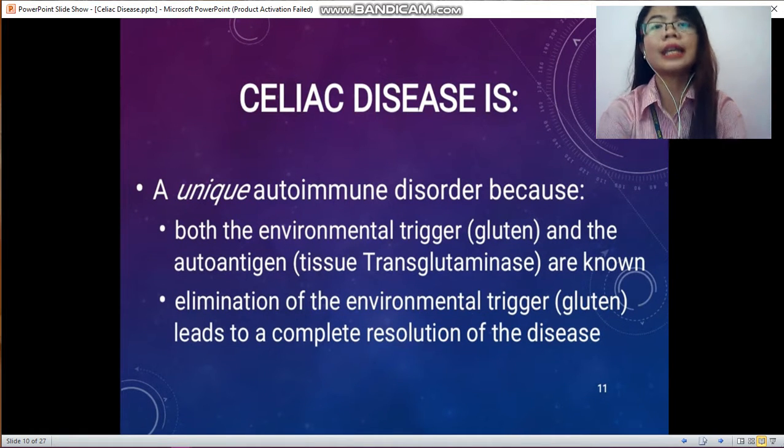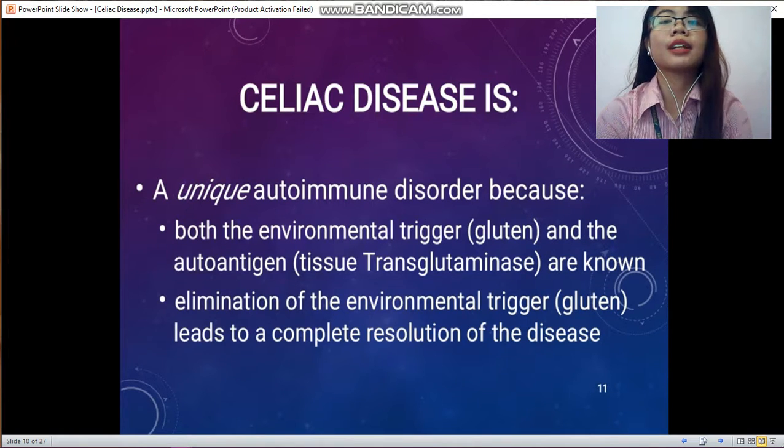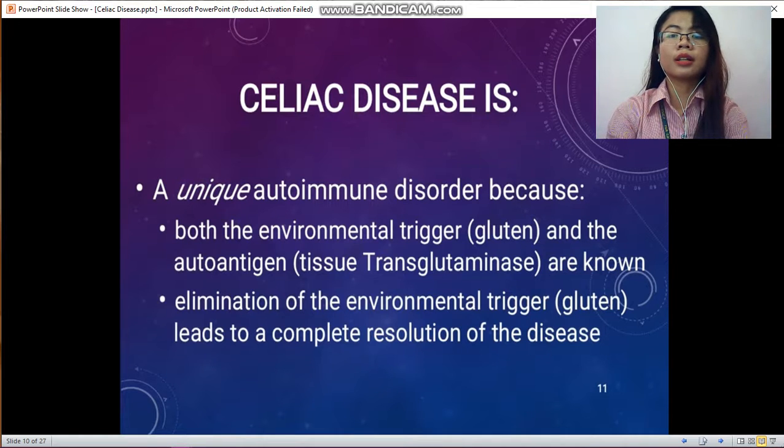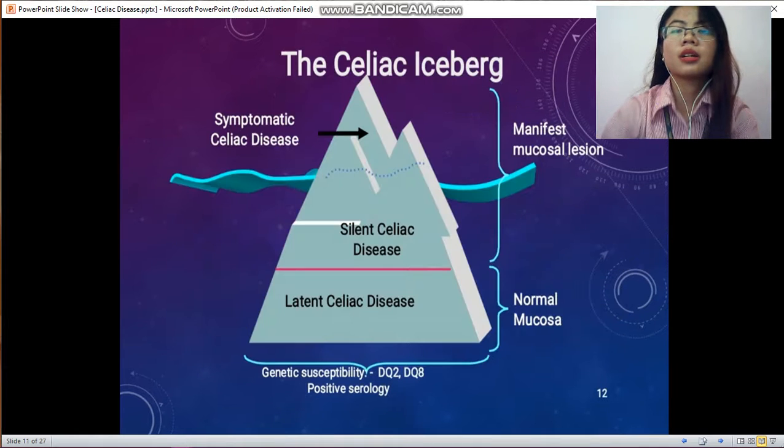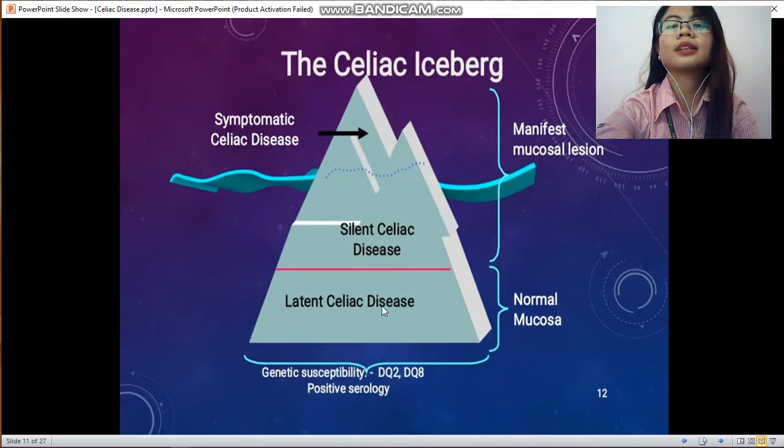It is a unique autoimmune disorder because both the environmental trigger, gluten, and the autoantigen, like tissue transglutaminase, are known. Elimination of the environmental trigger, gluten, leads to a complete resolution of the disease. So here you can see the celiac iceberg. At the bottom, you can see the latent celiac disease. It's the normal mucosa. And in the middle is the silent celiac disease. And at the top portion of the iceberg is the symptomatic celiac disease. It is manifest by mucosal lesion.